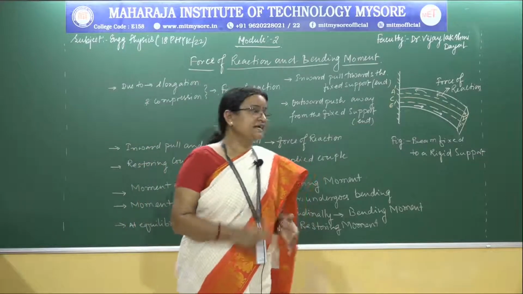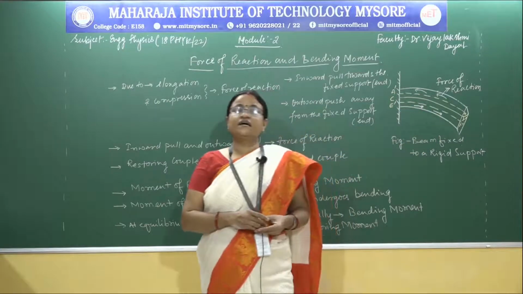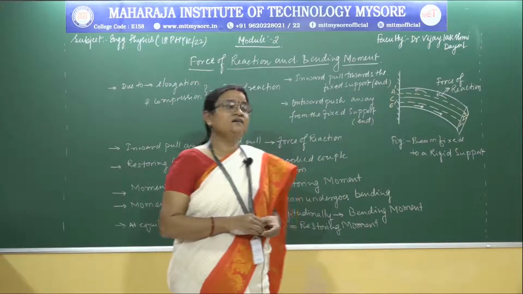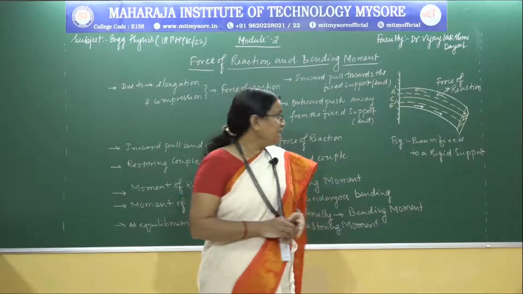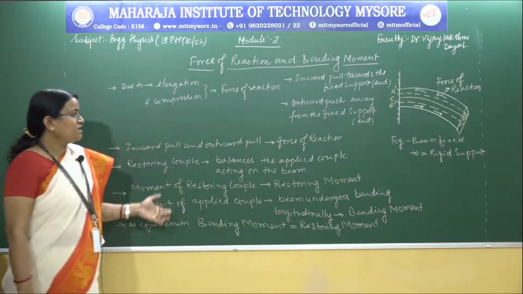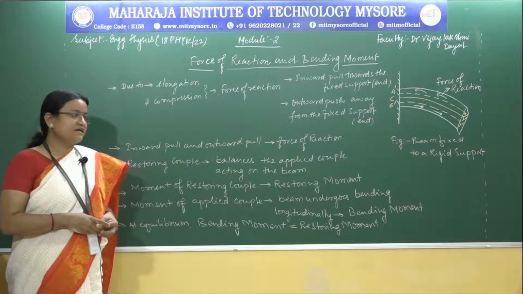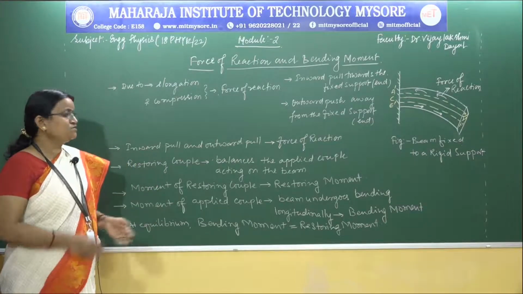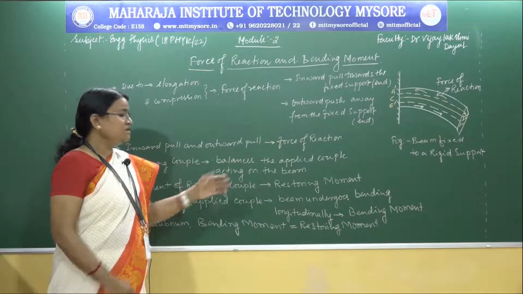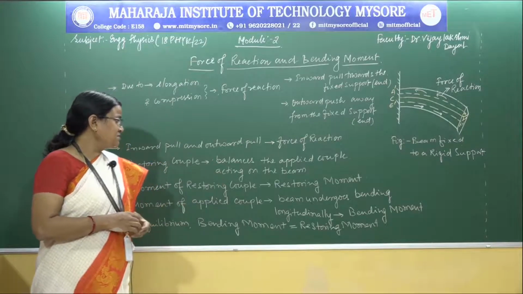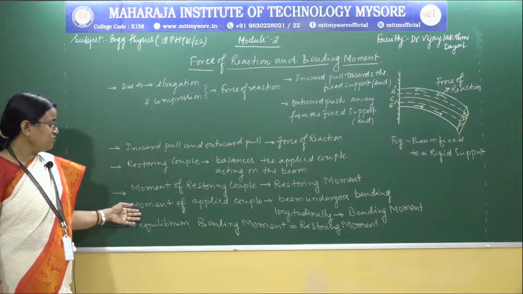So in short, when we apply the load to the beam, in the upper layer the force of reaction is in the inward direction to the fixed end, and the force of reaction in the lower layer is in the outward direction. That leads to the restoring couple, and this restoring couple arises to balance the applied couple acting on the beam, and in turn leads to the moment of the restoring couple, that is what we call the restoring moment.